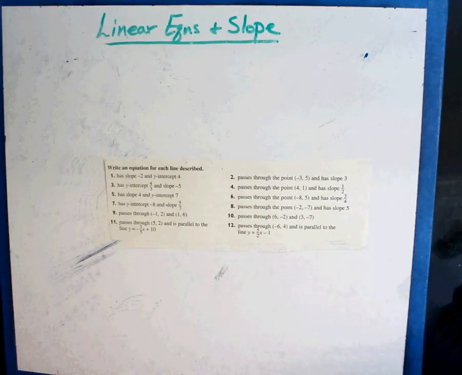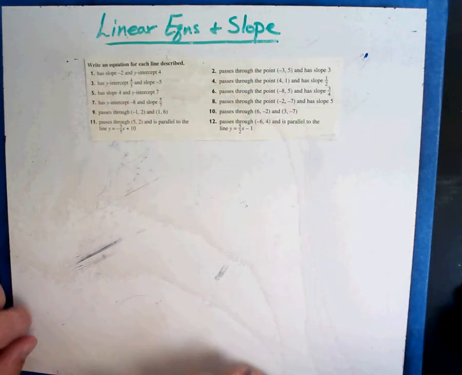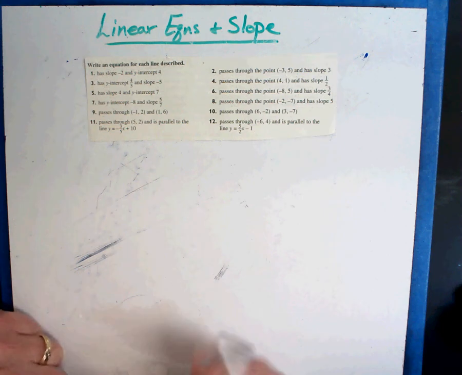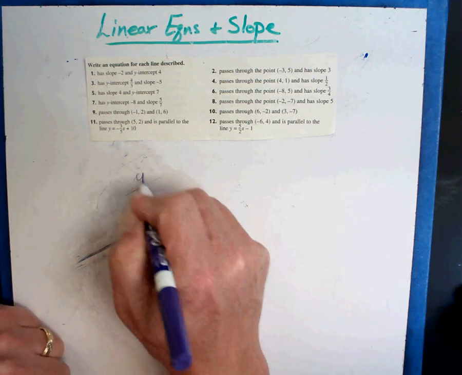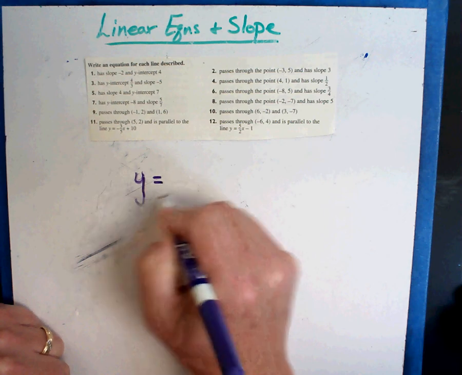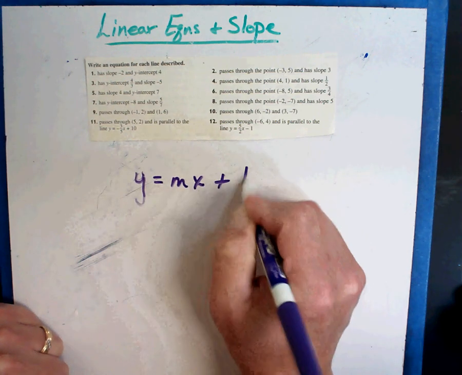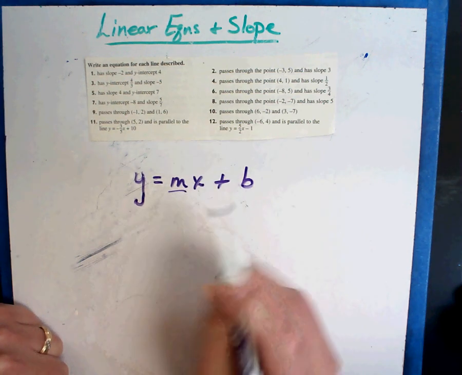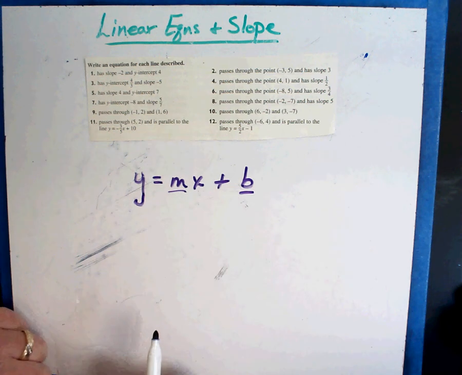All right, let's see how we did. Write an equation for a line as described. So I'm going to have a line which is y equals mx plus b, remembering that that's slope and that's the y-intercept. So let's see what they gave us.